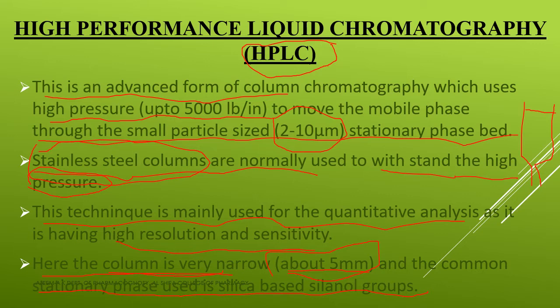Clear? Now this technique is mainly used for the quantitative analysis because it has very high resolution as well as sensitivity, and the column is very narrow, about 5 millimeter in diameter. Not the width, the diameter of the column is 5 millimeter, that is, the column is very narrow, and the stationary phase generally used is silica based silanol groups.